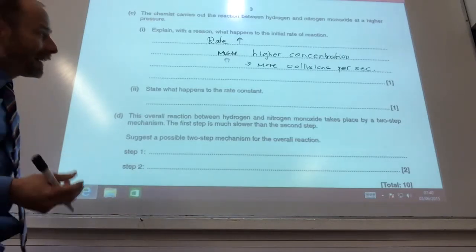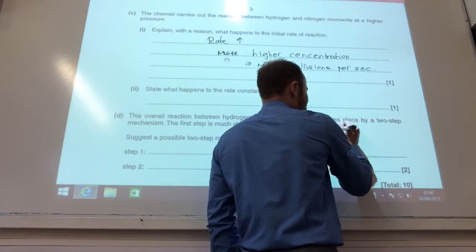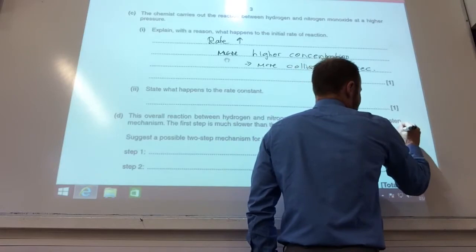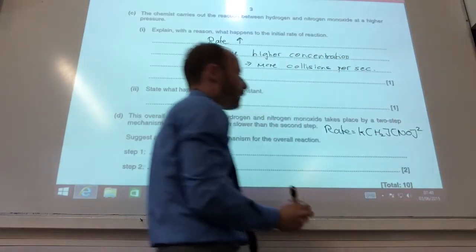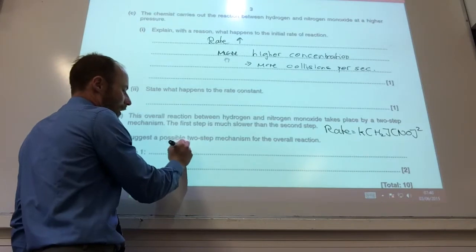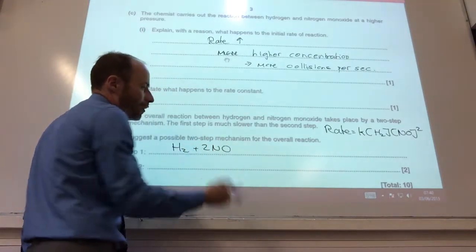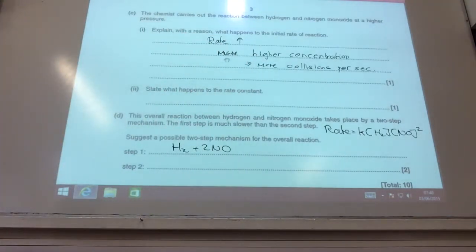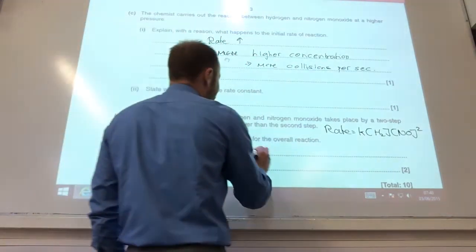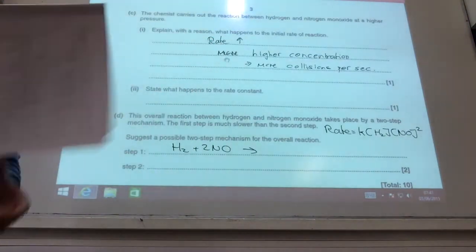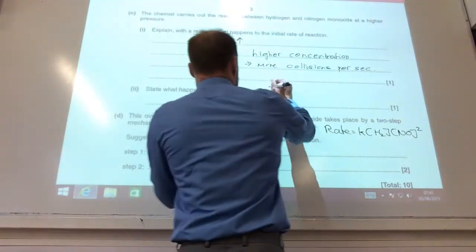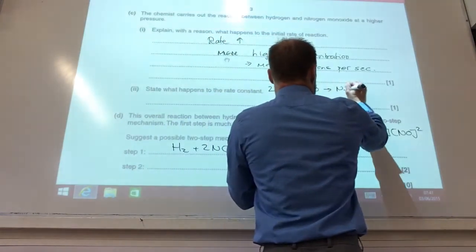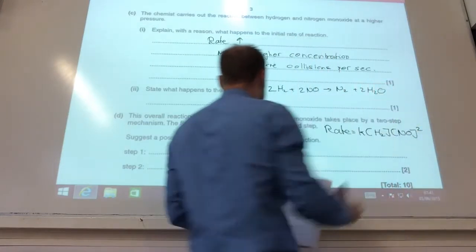Possible mechanism. The key thing for your mechanism, remember our rate equation, is that you must put as your first step what's in the rate equation. So I'm going to put H2 and 2NO. Why 2NO? Well, because it's squared up there, that means I've got 2 of those in there. What could that do? Well, I've got to get to the overall equation. If I have a look at the overall equation, it's 2H2 plus 2NO goes to N2 plus 2H2O. So I've got to get to that.